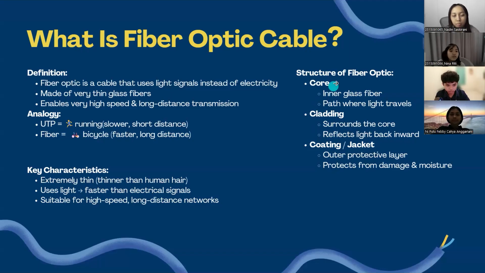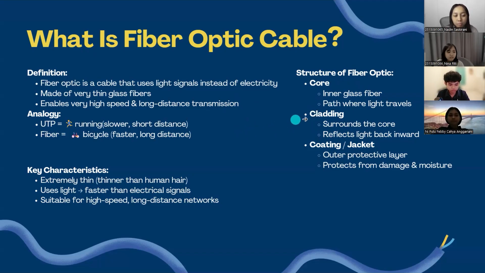Now we move on to fiber optic cable. Fiber optic is a cable that uses light signals instead of electricity. Fiber optic is made of very thin glass fibers. It enables very high speed and long distance transmission. The analogy is like UTP is for running, it's slower and for short distances, and fiber is like when we use a bicycle, faster and for long distances.